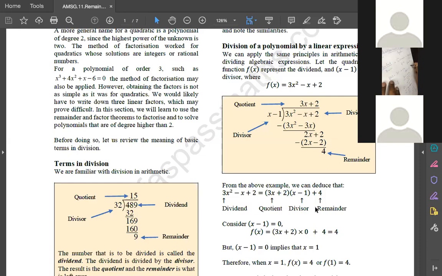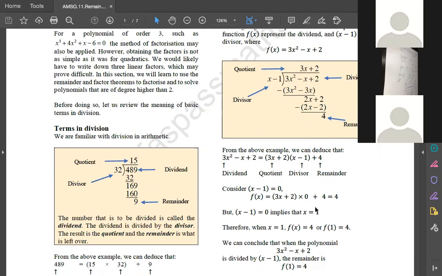The divisor is the same as the factor. So when you hear the factor theorem, we are just talking about the divisor. We are going to work with the divisor. Good. So here, if we equate the divisor to 0, we are going to have f of x is equal to 3x plus 2 times 0 plus 4. So if the divisor is equal to 0, it means that the whole expression, 3x plus 2, will be multiplied by 0. It will be 0.